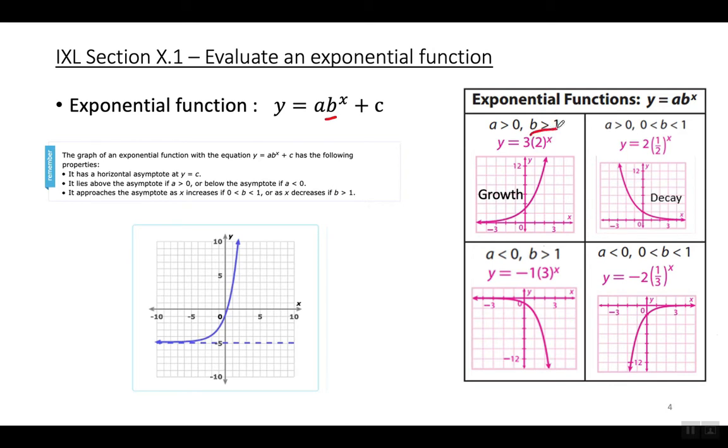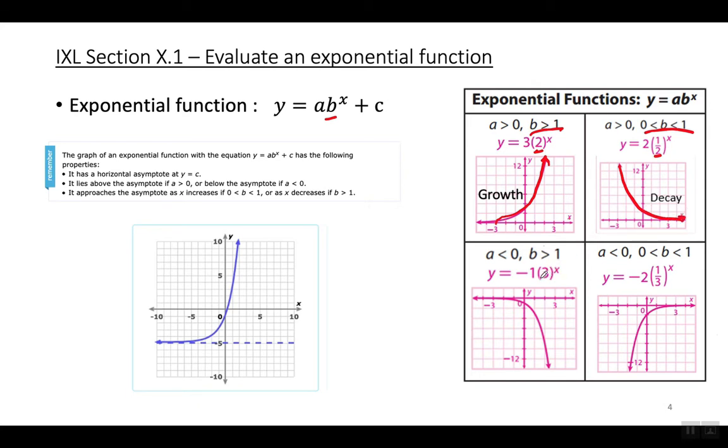If B is a number greater than 1, the line will be going away from the horizontal asymptote from left to right. And if B is between 0 and 1, the line will be going towards the horizontal asymptote from left to right.